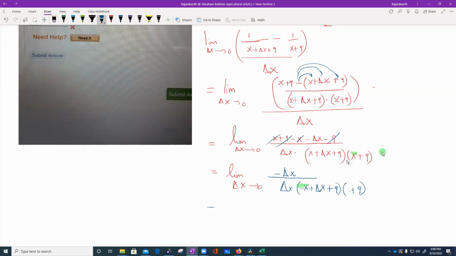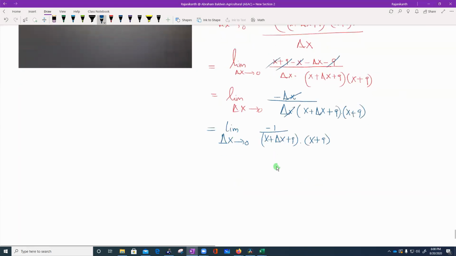Right? Now you could cancel these two because you are multiplying. So that means the numerator is nothing but negative 1. This is limit delta x goes to 0. You will get just negative 1 over x plus delta x plus 9 times x plus 9. That's it. Now you'll get the answer. You see the answer now. When delta x goes to 0, this guy getting 0. Then what is the answer? Do you see that?